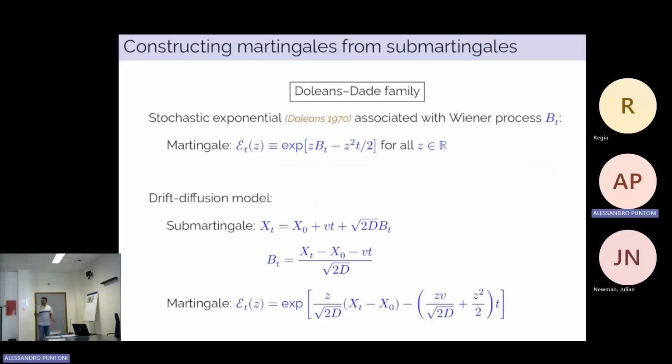There are ways to create a martingale if you have a process with drift. One example is this Doléans-Dade family. So B_t is your Wiener process, the usual Brownian process, and this Doléans-Dade family tells you this stochastic exponential is a martingale. Just trust me, this is a martingale. Now let's see what we can do with it. I know my x is a submartingale because I have drift. So I write x in terms of this B_t, I put it here, and I know this is a martingale. So for me now this is a martingale.